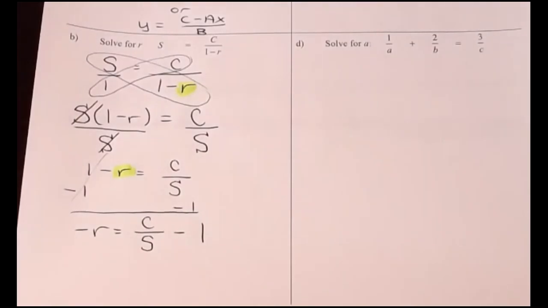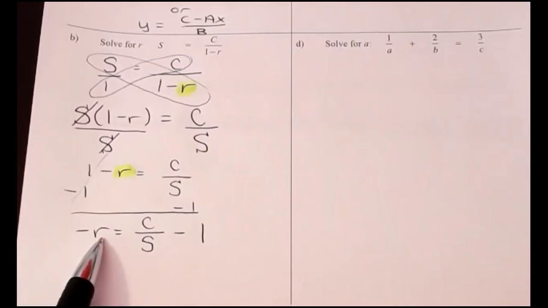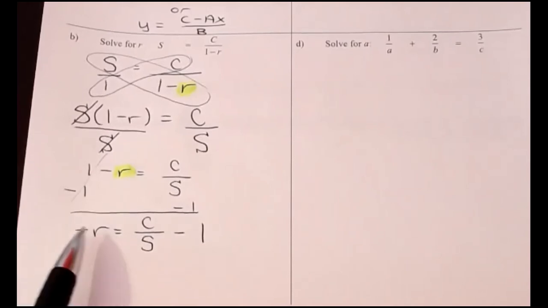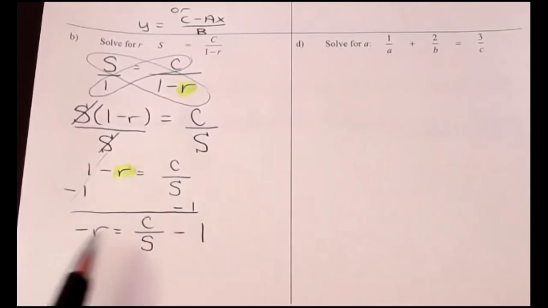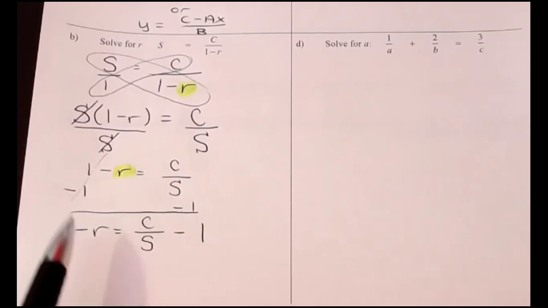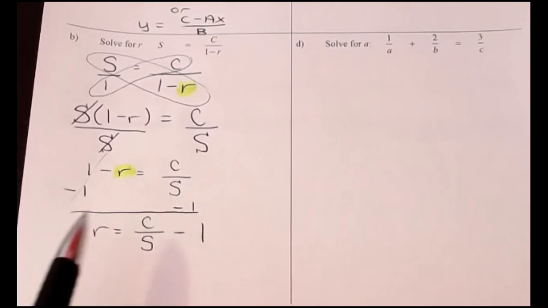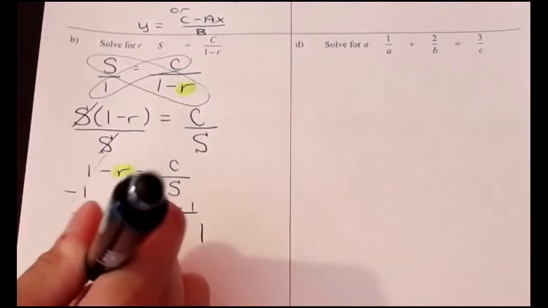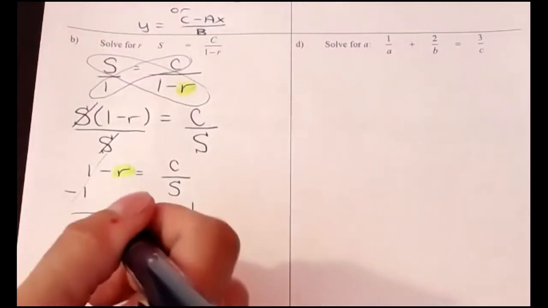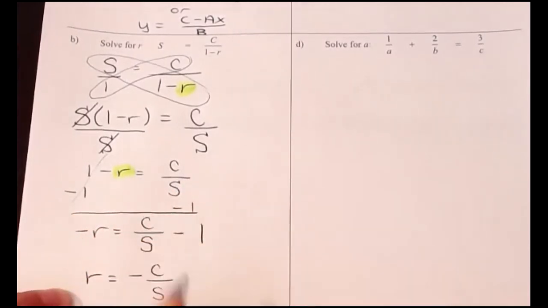But I'm still not done. I want r to be positive, right? One of the things we learned in my class last semester is that if we have a negative variable and we want it to be positive, we imagine multiplying every term by negative 1. What that does is flip the sign of each term. So negative 1 times negative r is positive r. Negative 1 times c over s is negative c over s. Negative 1 times negative 1 is positive 1, and there's your final answer.